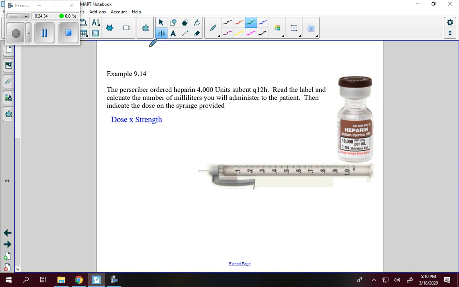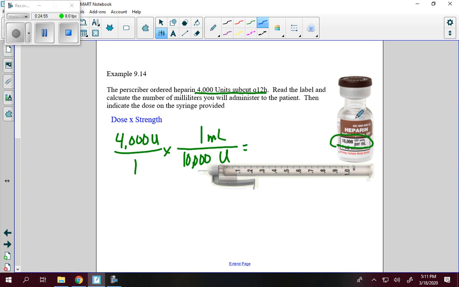So since I'm doing dose times strength, the dose is 4,000 units. And if I want to know what my strength is, it says right here, 10,000 units per milliliter. And it also let me know that it's a 1 milliliter single dose vial, so you would only use it once. When you cancel out, you would be left with 0.4 milliliters. And if you're going to put that on the syringe, 0.4 milliliters would be right there.